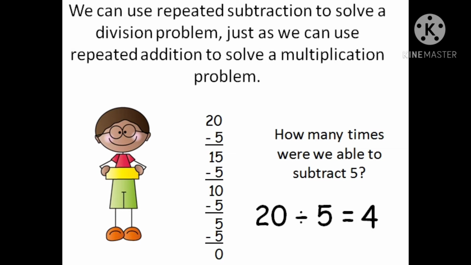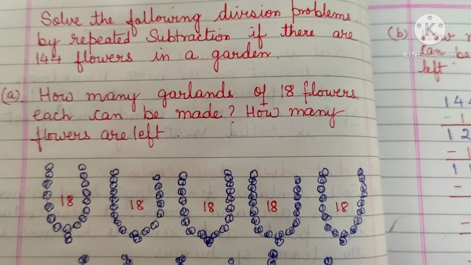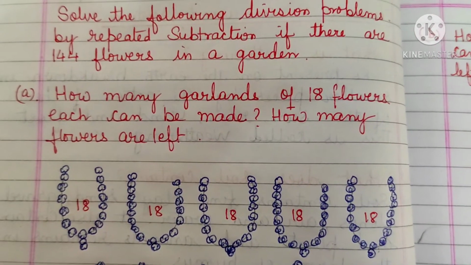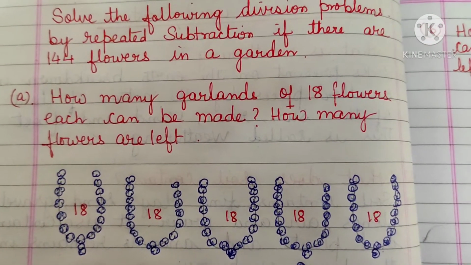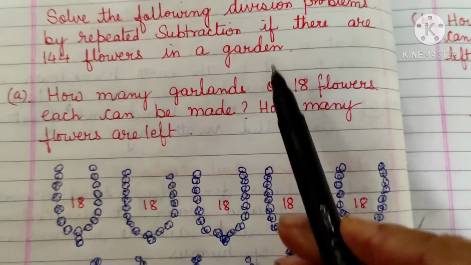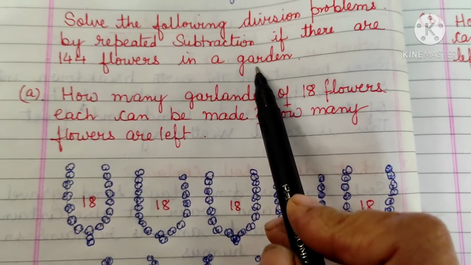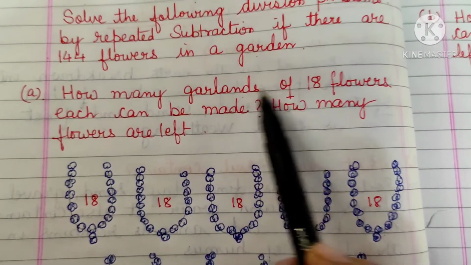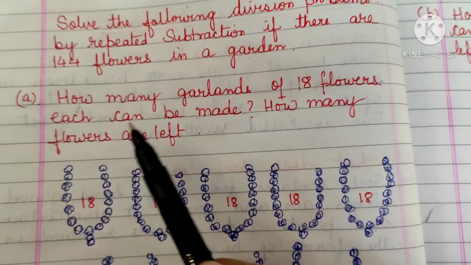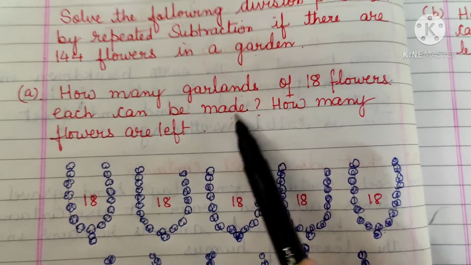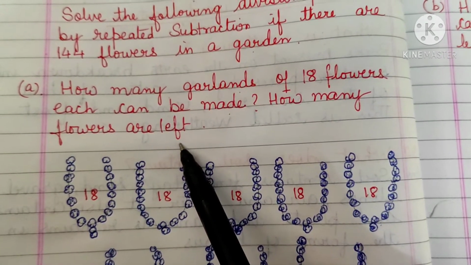In this slide, you can see 20 is subtracted 4 times to distribute the things equally among 5 children. Now, children, let us understand the method of repeated subtraction by this example. If there are 144 flowers in a garden, how many garlands of 18 flowers each can be made? How many flowers are left?